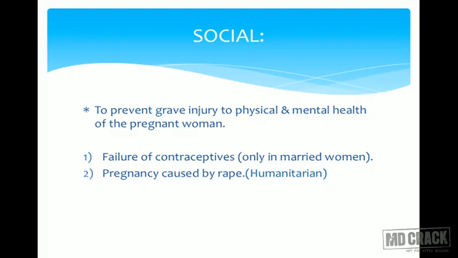I don't know if the law gets amended because of the changing social circumstances. There would be inclusion of unmarried women as well, because they are the ones who actually need this clause more frequently. Then the next clause is pregnancy caused by rape. If some woman is pregnant because of rape, she doesn't want to continue the pregnancy, and then our law allows us to terminate that particular pregnancy under the social grounds or under humanitarian grounds.